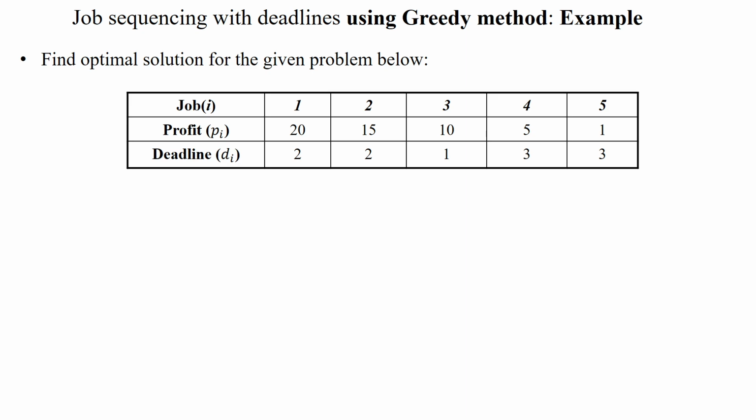This problem is having 5 jobs with corresponding profit and deadline.